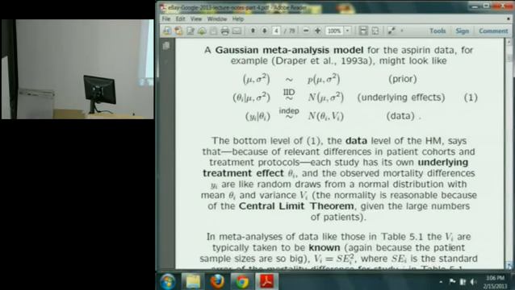And so you're right. If we had gender information here, that would be a study level covariate that we could bring in. None of those covariates were available in this meta-analysis. We just have the data in that little summary table.